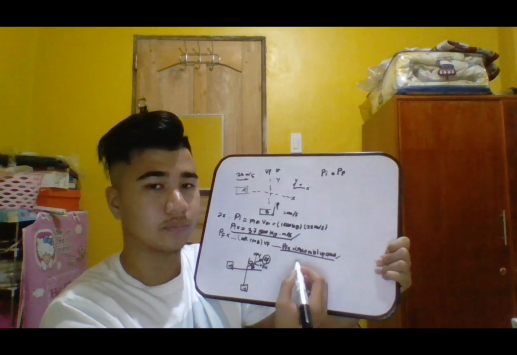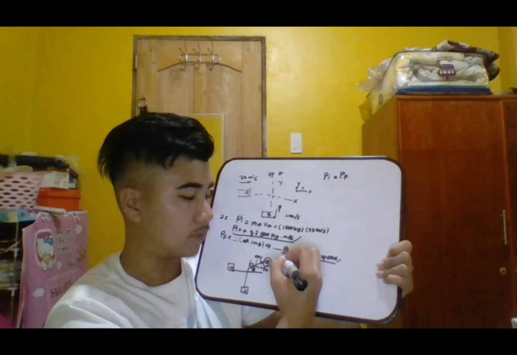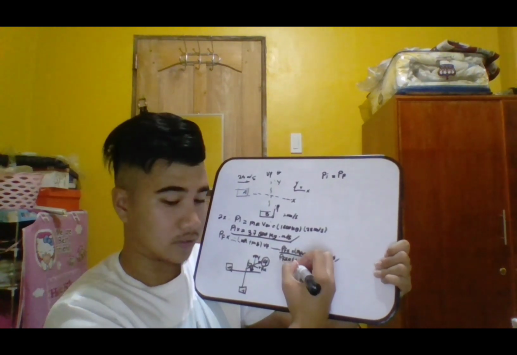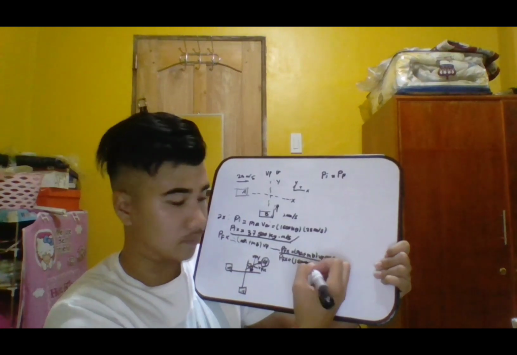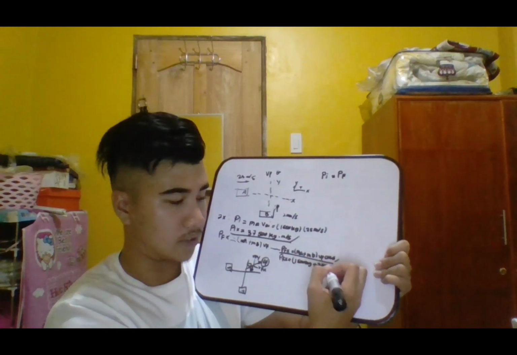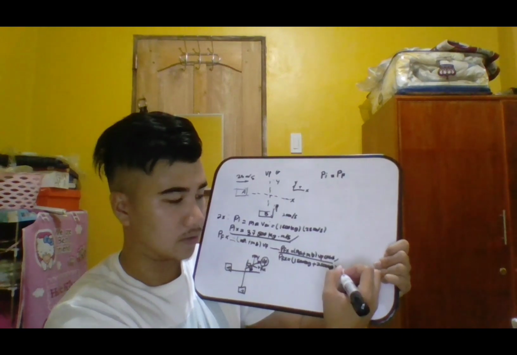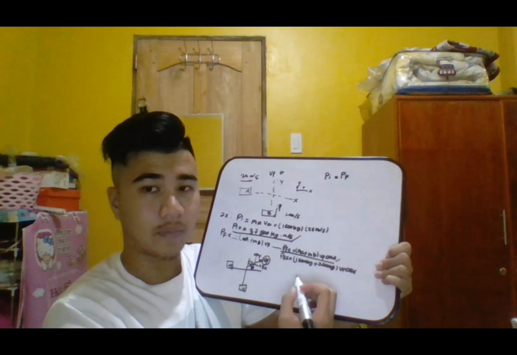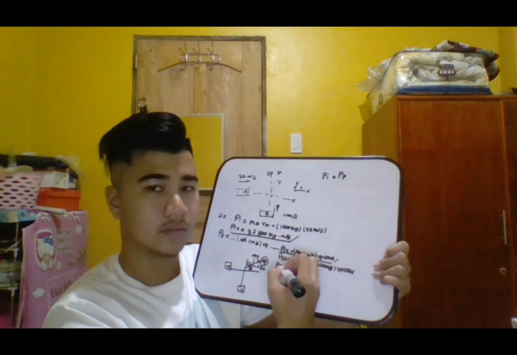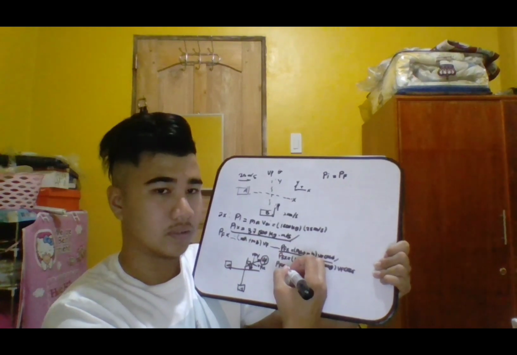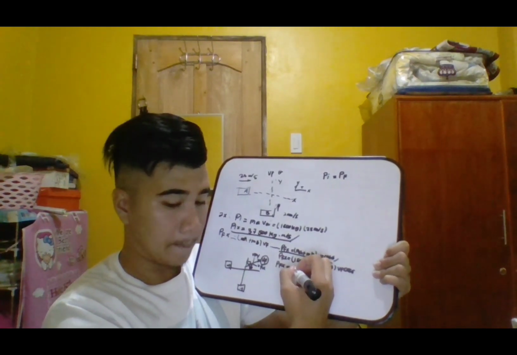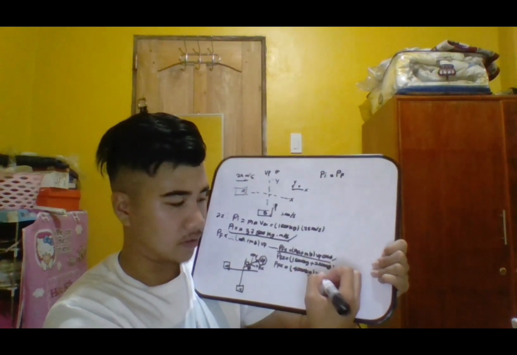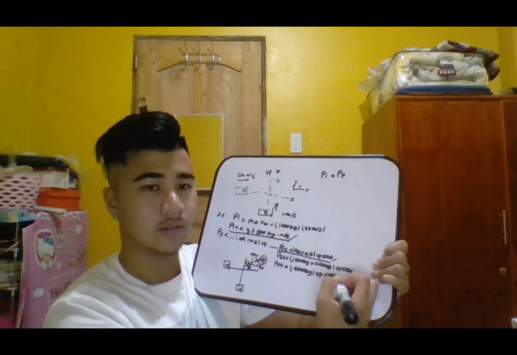Substitute na natin yung value ng kanilang mass. Final momentum at x is equal sa 1,500 kilogram plus 2,500 kilogram times sa final velocity cosine theta. So final momentum at x equals, ang mass is equal sa 4,000 kilogram final velocity cosine theta.